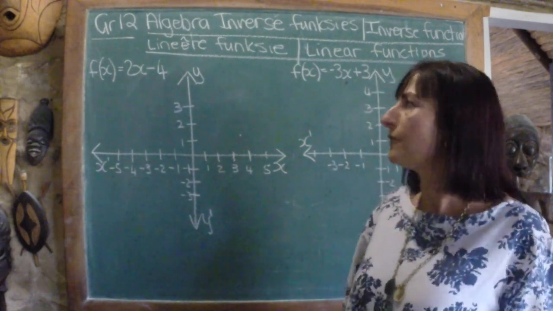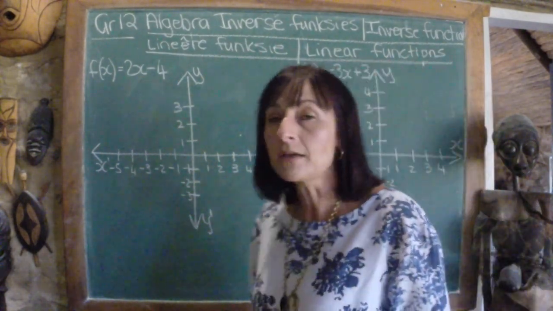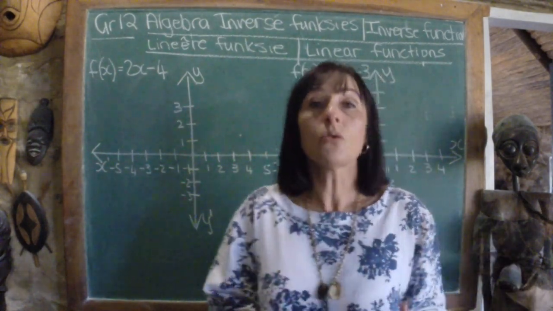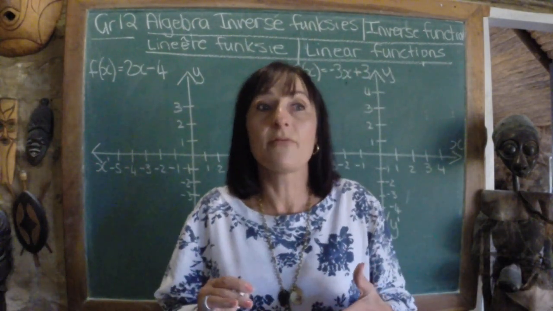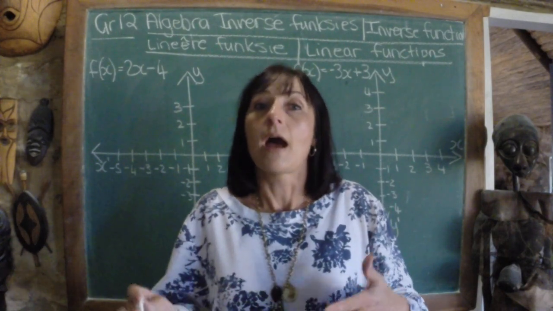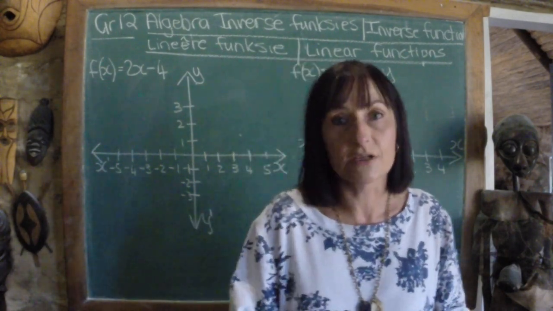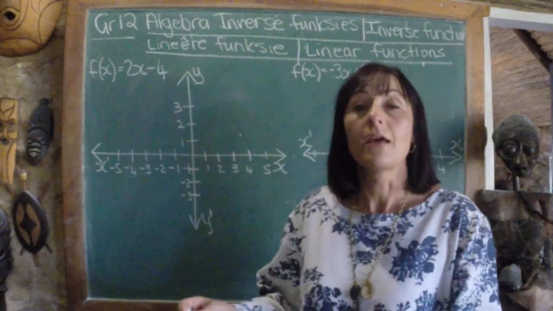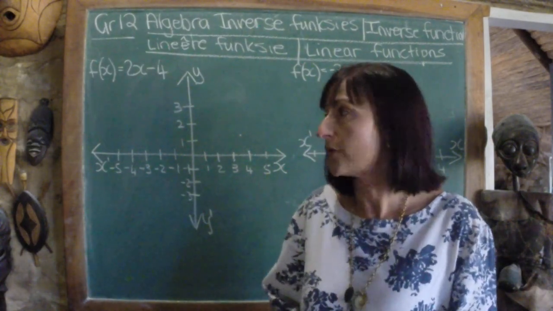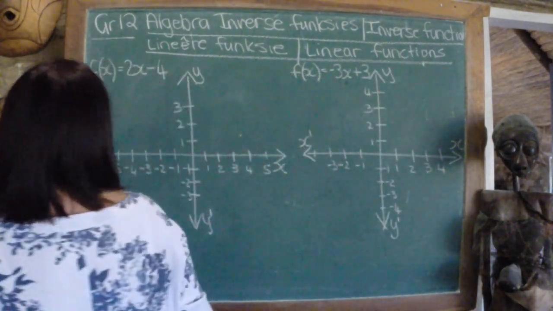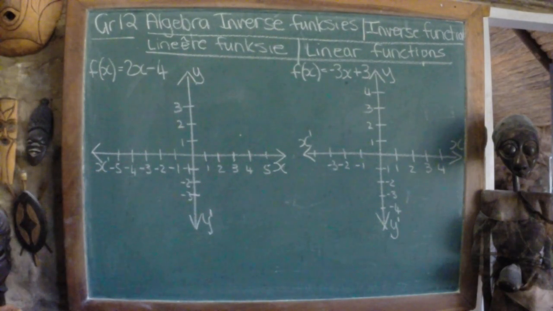Ons reguitlyn funksies. Kom ons gaan kyk weer hoe teken ons 'n reguitlyn funksie, and let's then have a look how you draw the inverse function and how do you get the name of the new inverse function. Ons het hier vir f(x). f(x) is 2x min 4.